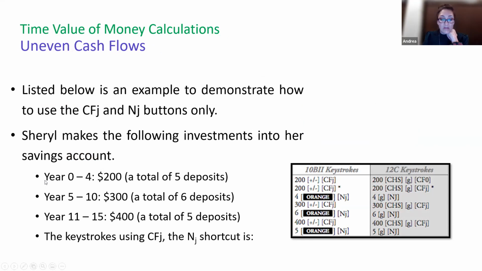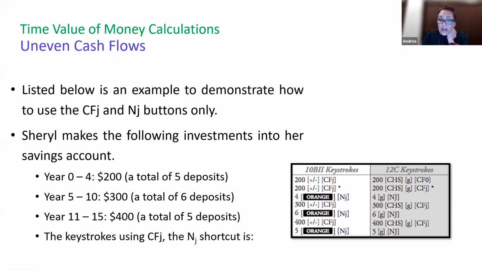In years 0 through 4, she's making $200, which is a total of 5 deposits, because year 0 counts as a time period. So 0, 1, 2, 3, 4. So she's making 5 deposits. When you're plugging that into your calculator, you're going to say 200, hit the plus minus sign and CFJ.